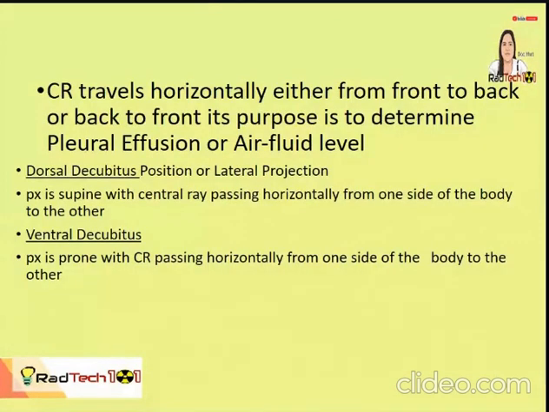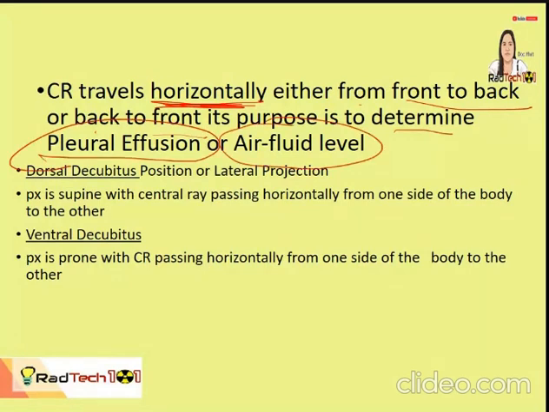So to recap, when we talk about decubitus, the central ray travels horizontally, at the side of the table, either from front to back or back to front. The purpose usually is we employ decubitus position to determine pleural effusion or the air fluid level in the lungs. This is the main purpose of decubitus position.